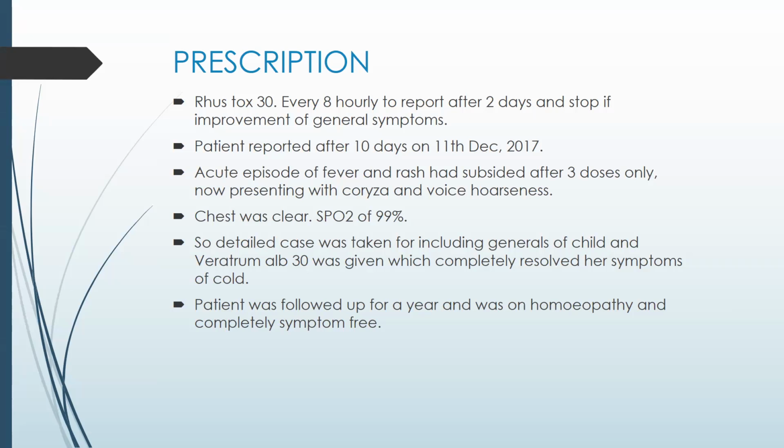But the patient reported to me after 10 days, on 11th of December 2017. According to the parents, the acute episode of fever and rash had gradually subsided after 3 doses only. So 3 doses of Rhus tox 30 were given to the child. Now at present, the child had mild coryza and hoarseness of voice. On examination, the chest was clear. Saturation was around 99%. On detailed history taking, I took all the general symptoms, mental general symptoms and physical general symptoms, and Veratrum album came as the remedy, which completely relieved all the core symptoms of the child. The child was on regular follow-up for a year on the single remedy Veratrum album, and no fever recurred, and the tendency of cold and cough was much less.